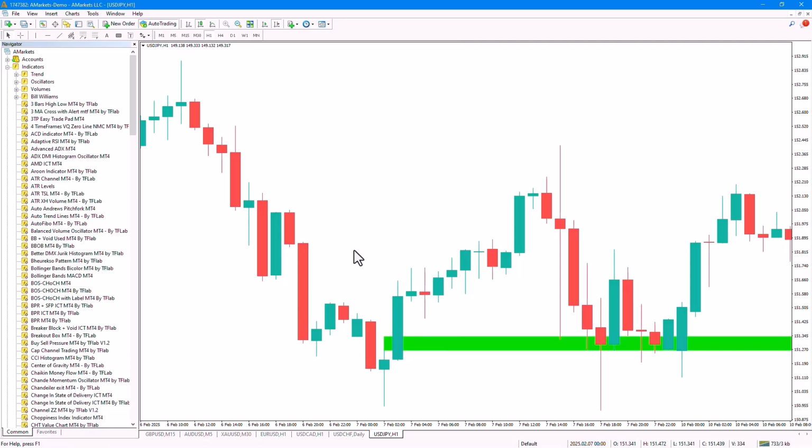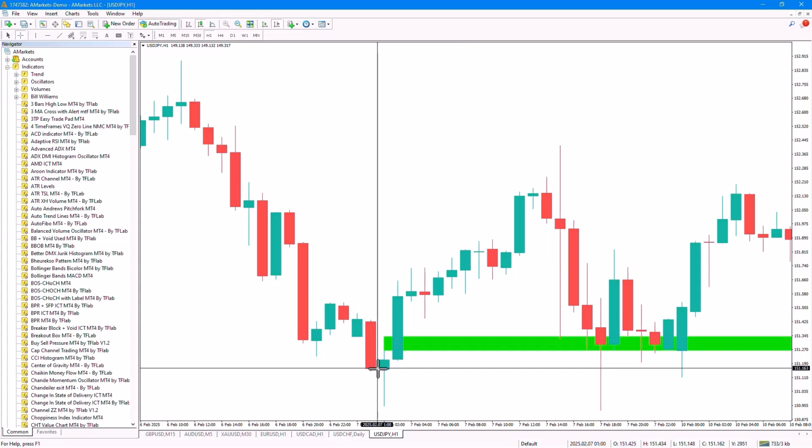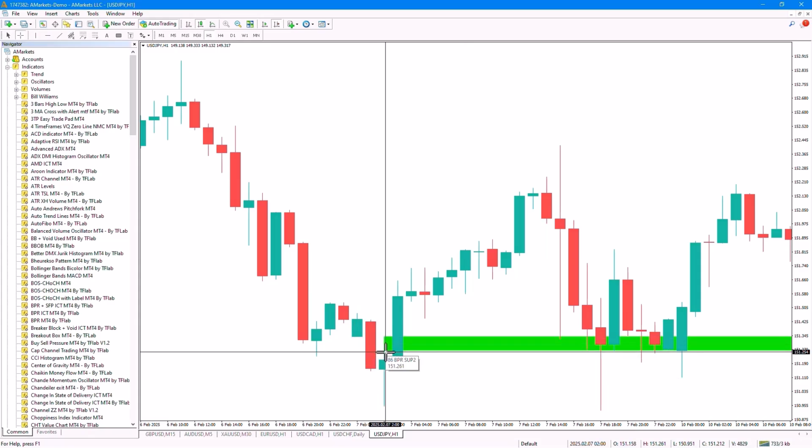FVGs are a three-candle pattern, where the distance between the highest or lowest price of the first candle and the third candle gives us a range, which is known as the FVG or fair value gap. For example, in this section, our first candle's lowest price is in this section, and our third candlestick has the highest price in this section. The distance between the highest and lowest is between the first and third candles, which is identified as FVG.